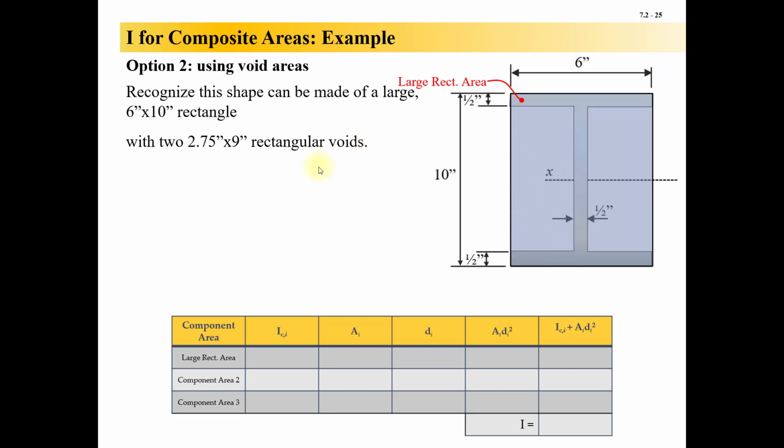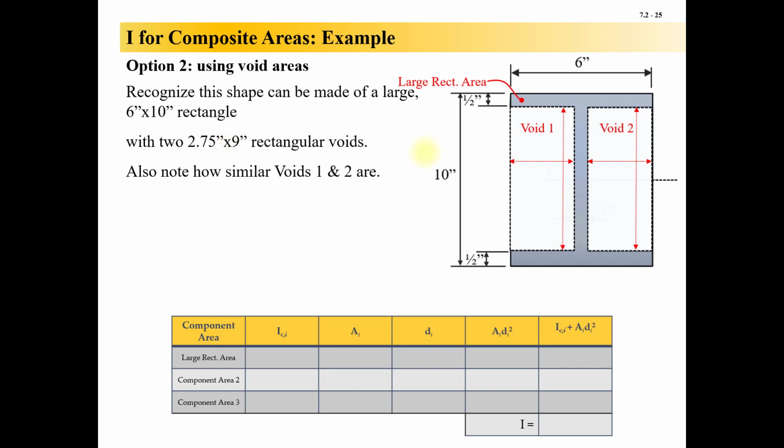Now I just need to adjust it with two 2 3/4 inch wide by 9 inch tall rectangular voids. So I get it like that. Note that void 1 and void 2 are basically the same. And also note that their centroids lie right on the x-axis as well, the centroidal x-axis. So what that really means is, in this particular instance, this is like the one time you might not need to do the table, and that's because only this first column is really going to matter, because there are no D's, they're all 0.